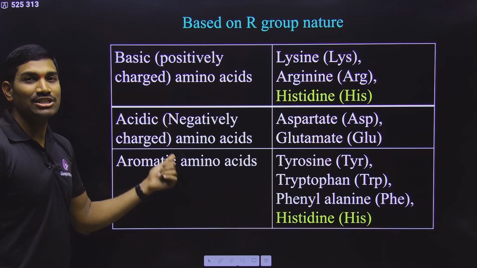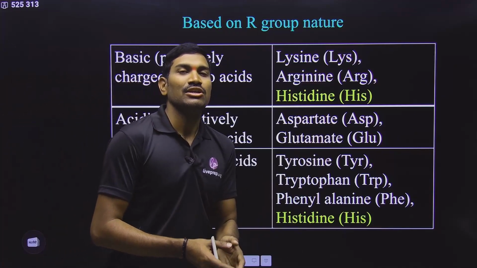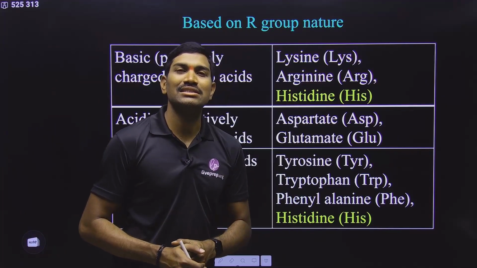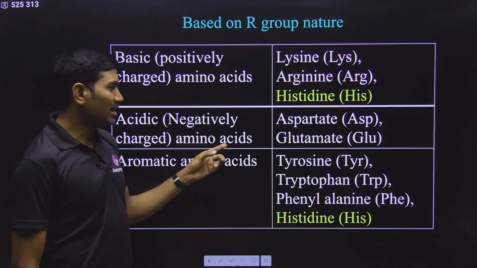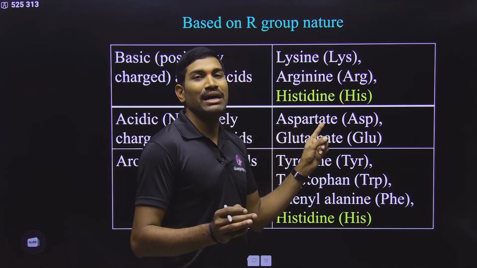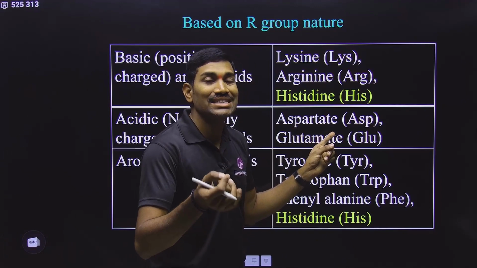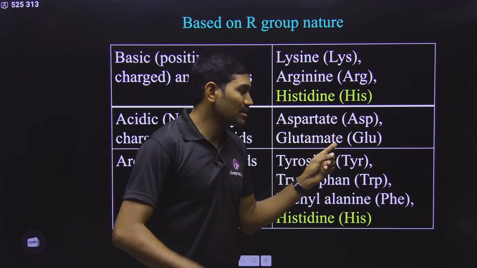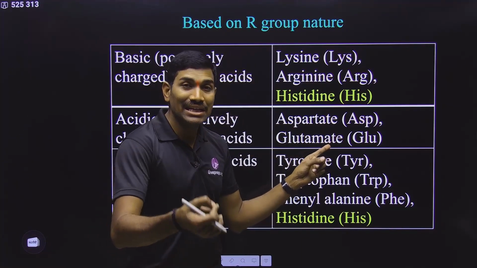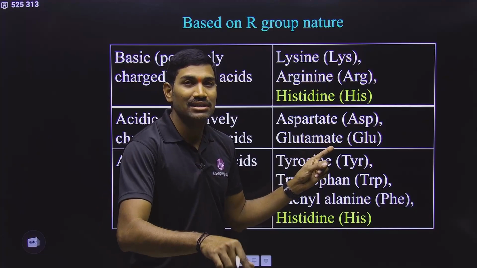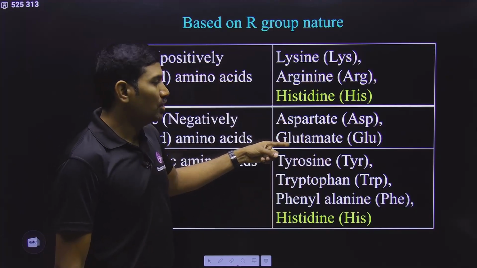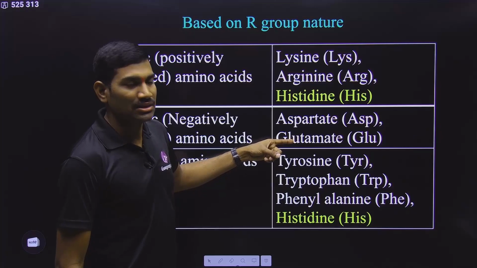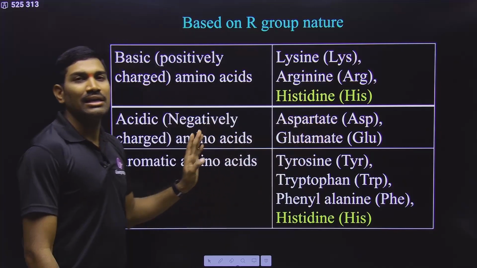Next one, acidic amino acids. They have an extra acid group in the side chain. So the side chain also has one extra COOH group. That's why these are negatively charged. These are called acidic amino acids. What are the examples? Aspartate, also called aspartic acid. Both of them are same. Next one is glutamate, also called glutamic acid. Both of them are same. So in this way, aspartate or aspartic acid, glutamate or glutamic acid. These are the two examples for acidic amino acids.